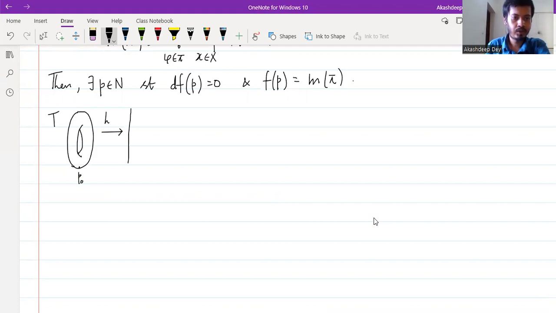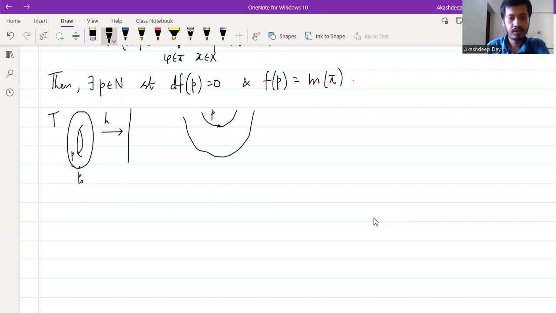So let us call this point P. So P is an index one critical point of H. This is an unstable critical point. And P can be captured by a one parameter min-max as follows. So near P, the torus looks like this. This is the point P.